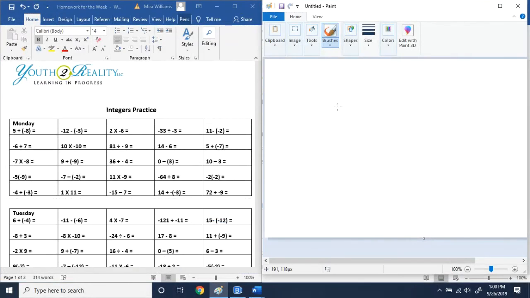And our last problem is 72 divided by 9. The answer is going to be negative 8.